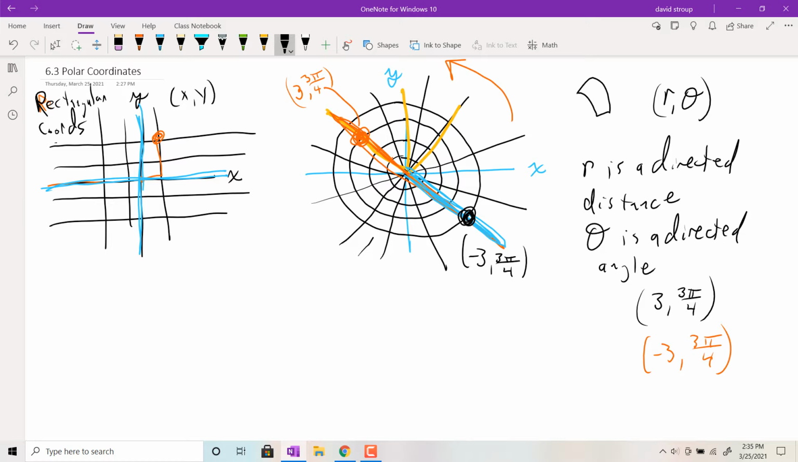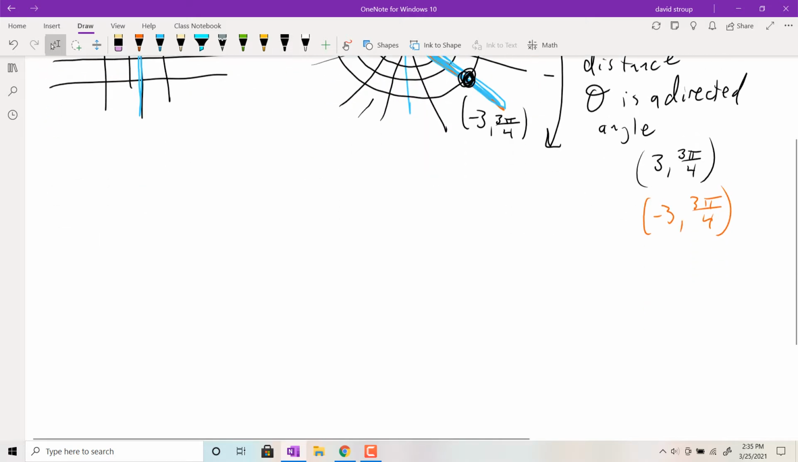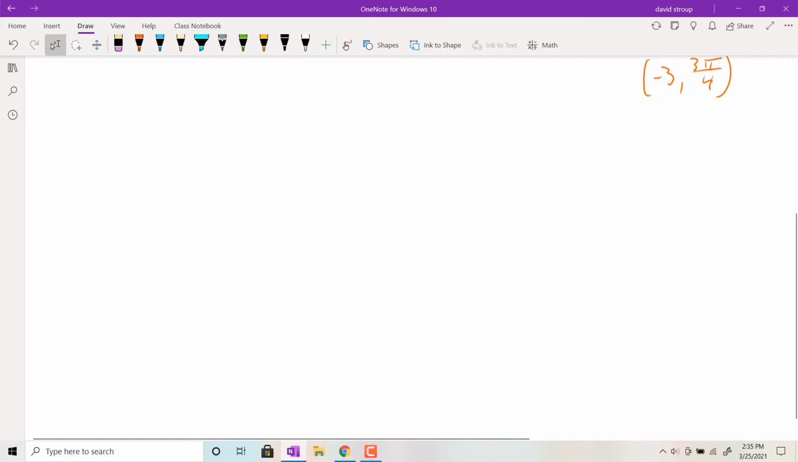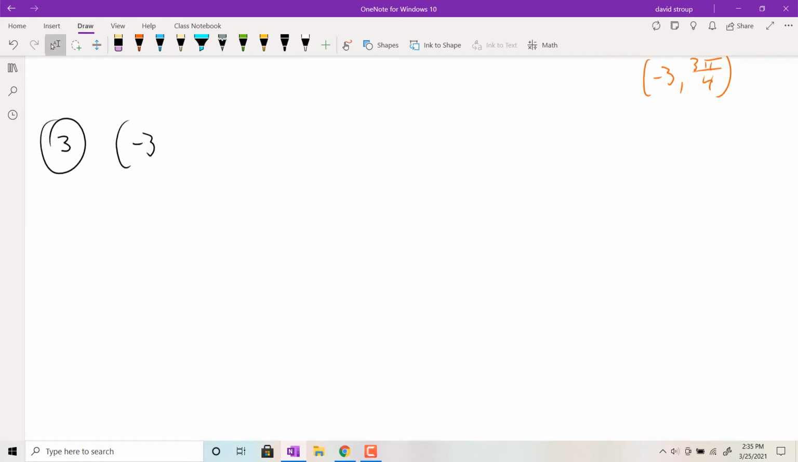Counterclockwise rotation is a positive angle, and clockwise rotation gives negative angles. Okay, so let's do some more point plotting, shall we? The first set of problems in the book, that's all you're doing. So let me copy down the points we want to plot. You could try to plot them on your own, or you could just watch along with what I'm doing.